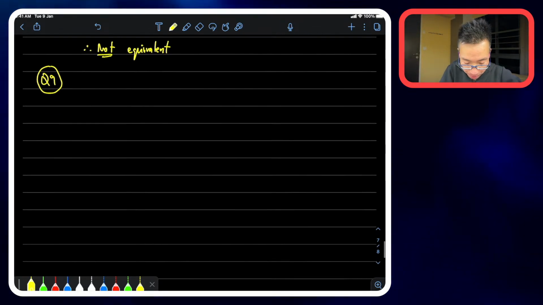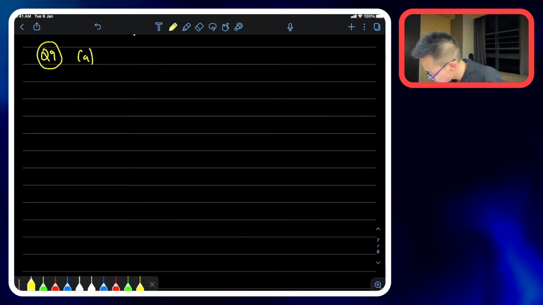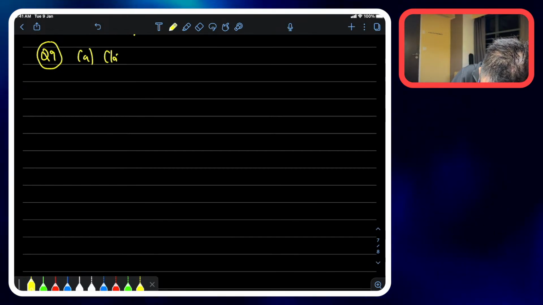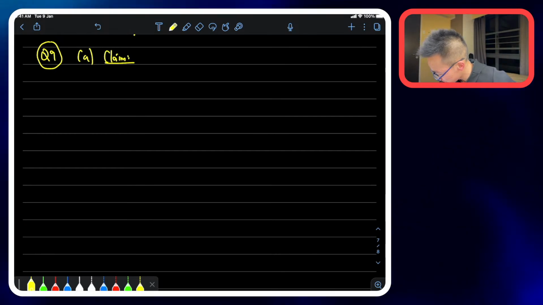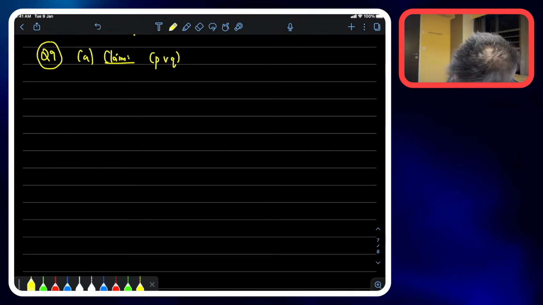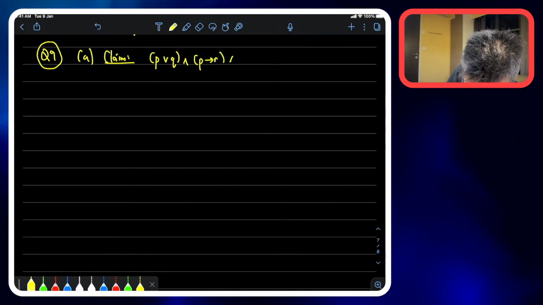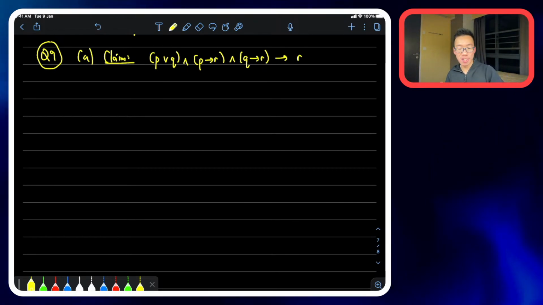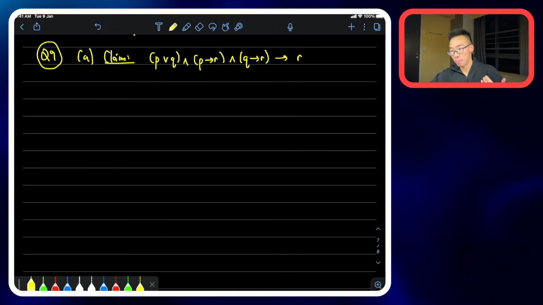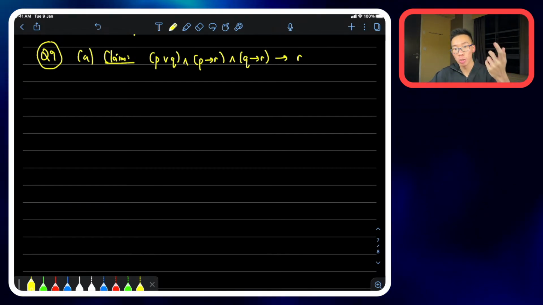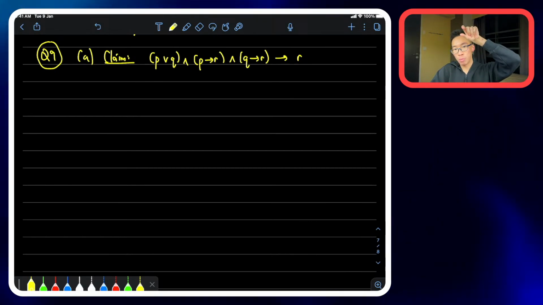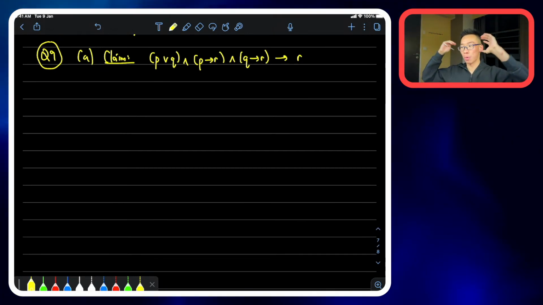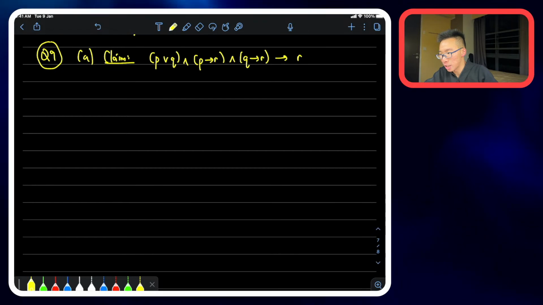Here's the next question. Let's take a look at this one. We want to prove that some expressions are tautologies. So our claim is that this guy is going to be a tautology. Roughly speaking, this is what we call a proof by cases. If P or Q is true, and we know that P implies R and we know that Q implies R, the whole thing should imply R.